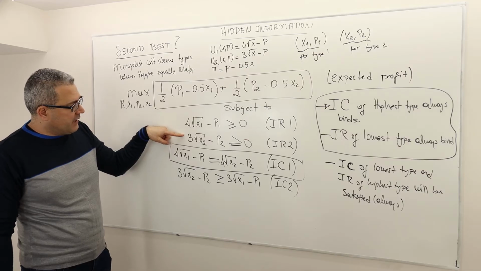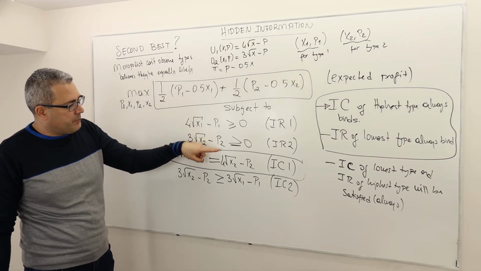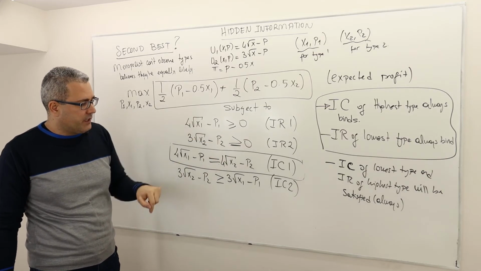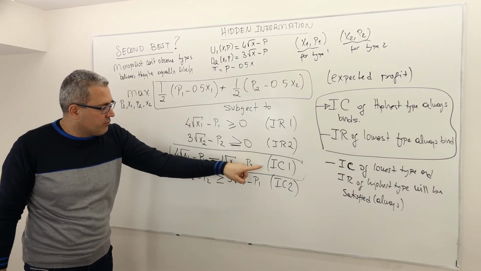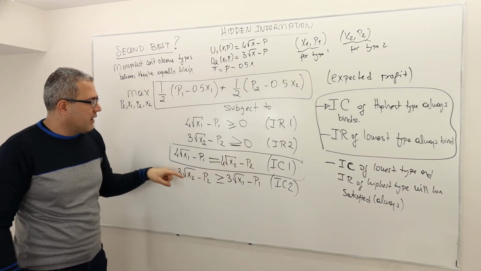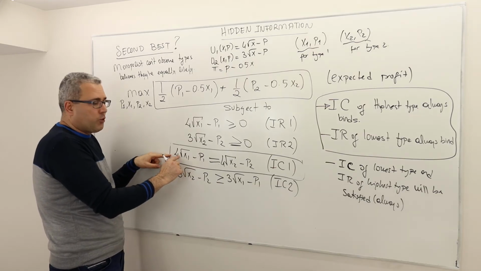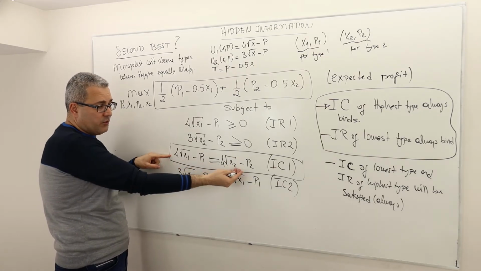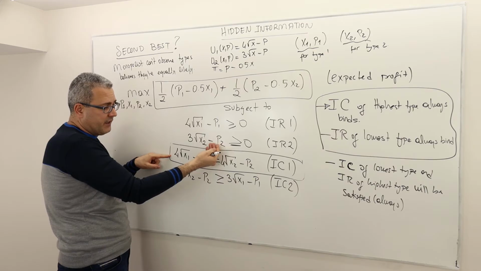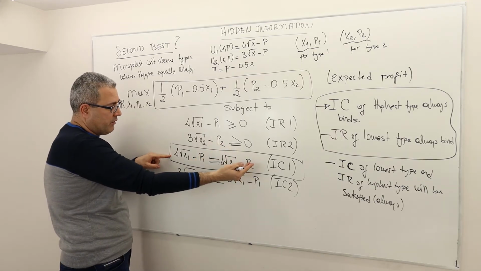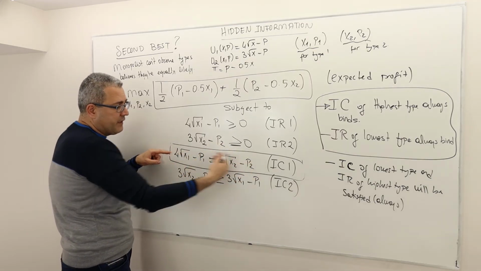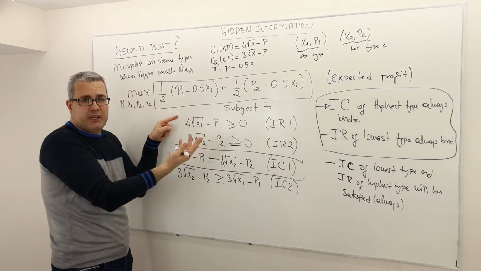If this guy, 3 squared of x2 minus p2, is greater than or equal to 0, this guy is also greater than or equal to 0, right? So 4 squared of x1 minus p1 is equal to this, which is greater than this, which is greater than or equal to 0. So that means automatically, if this is true, this must be true.